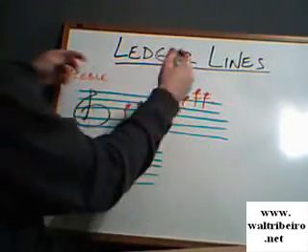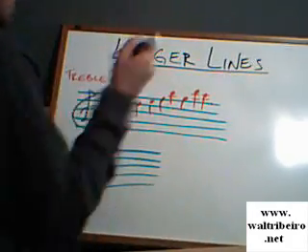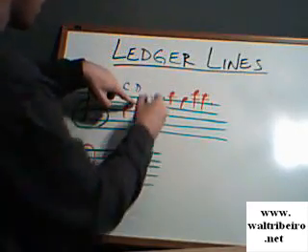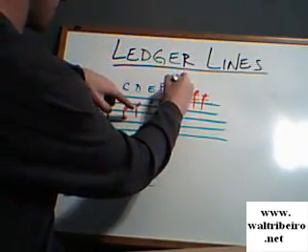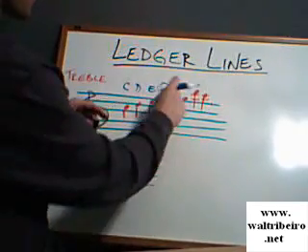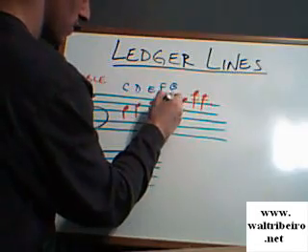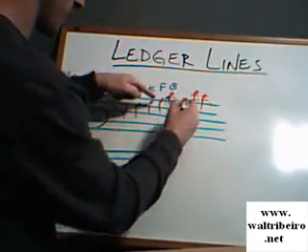These notes just continue. So here's your C. Let me use a different color marker, just so you guys understand. Here's a C. Here's a D. Here's an E. F. This is a B. Now the reason why that's a B is because this note right here is a G, and this note right here is an A. And it goes up line, space, line, space, line, space.